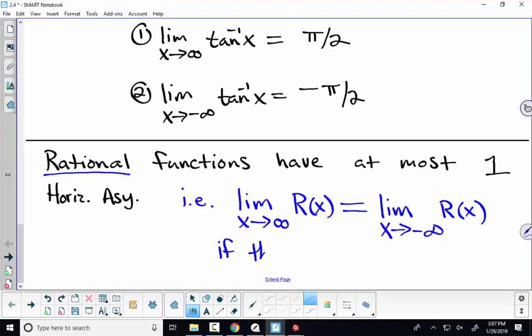If there is an actual horizontal asymptote. So think about all the rational functions you ever graphed that had a horizontal asymptote. It always approached the same value. Whatever that value is, I don't know. Let's just call it L.